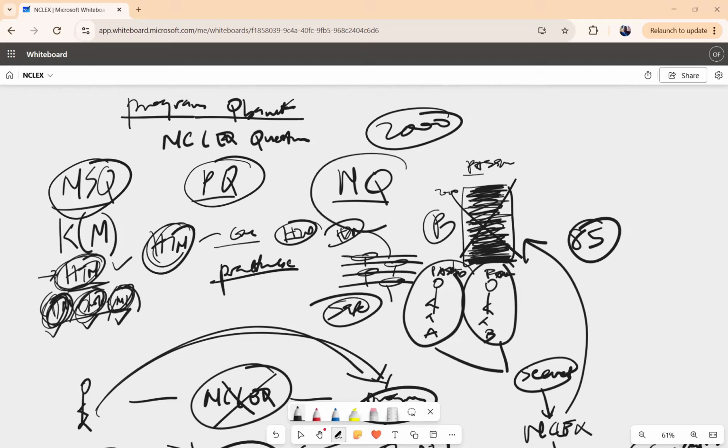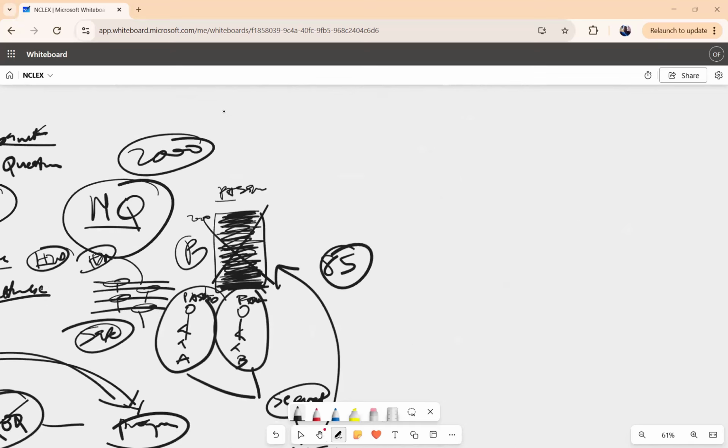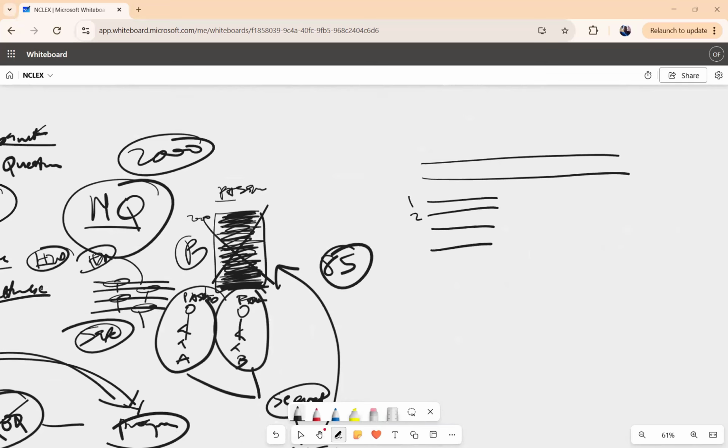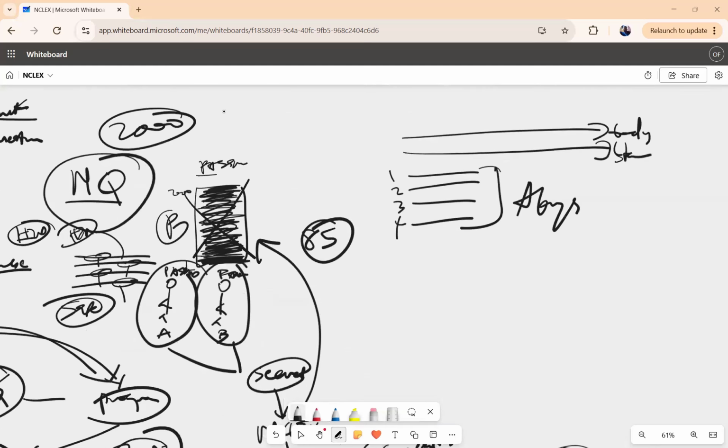But now let's talk about the NCLEX question. NCLEX questions are written in three structures, as I said. The body, the stem, and then your answer keys. I explained the stem already. Now, this is your standalone question. If you select all that apply as well, it is still your answer key.